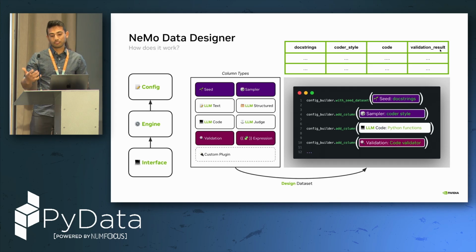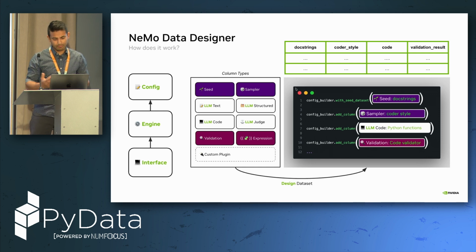And what it really looks like as you're designing data is you start with some data that you may already have that you want to use as a seed for your generation. So in this case, I want to start with some docstrings of code. And as I'm designing my data, I'm going to start adding columns. And essentially, you're defining the schema of your database, right? So that's how it evolves.